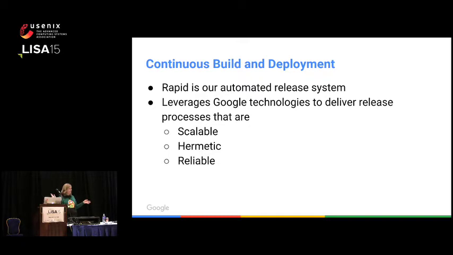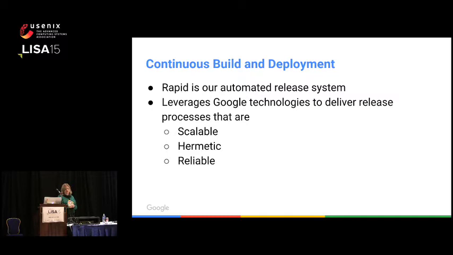Continuous build and deployment. You hear a lot about that. That's kind of a buzzword these days. But it's very important to the way Google releases software. Google is all about NIH. Because of our scale, we've had to develop all of our own tools to do things. We just can't download open source and compile it and start using it. We've had to write our own tools.